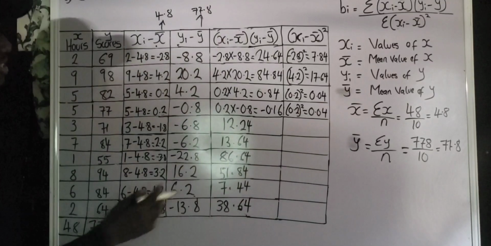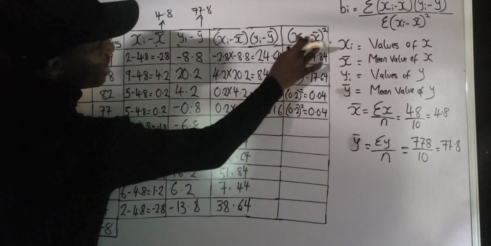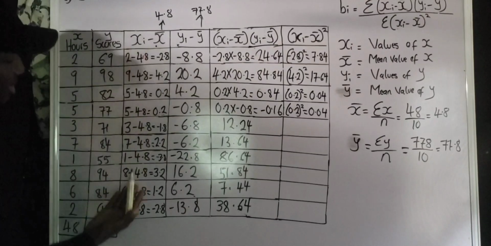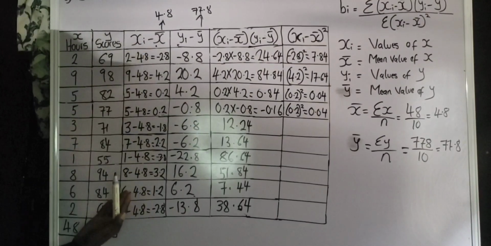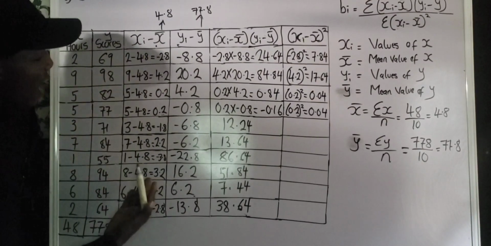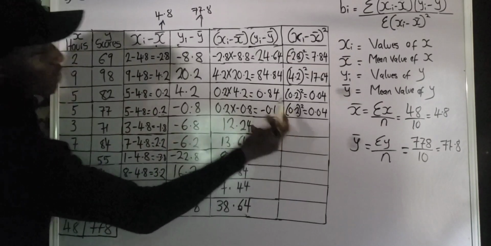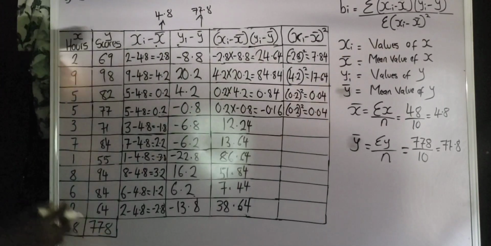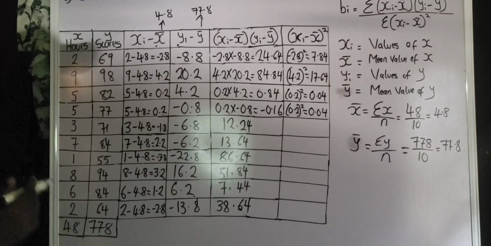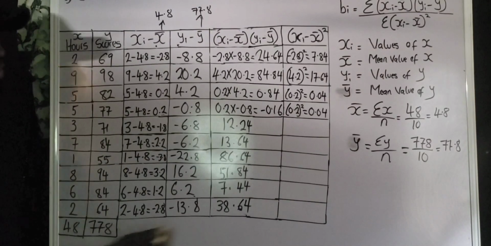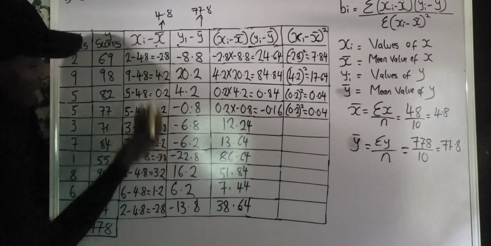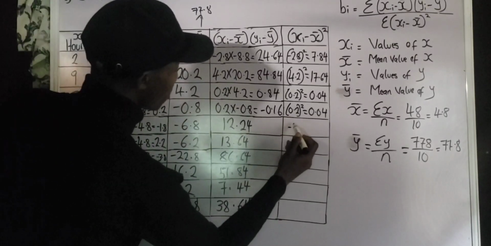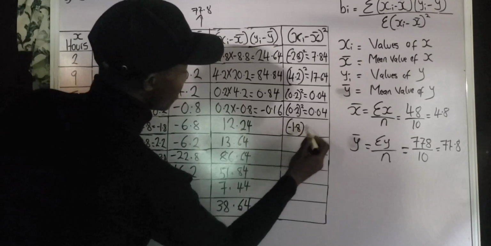Do you know what I did? I've already calculated the difference between the mean value of x and x. But I have to take the square, because from the formula of slope, I still need to take the summation of the squares of the differences between the values of x and the mean value of x. So that's what I did. I'm only squaring the values that I have in these cells. So for this, I'm going to have minus 1.8 squared.